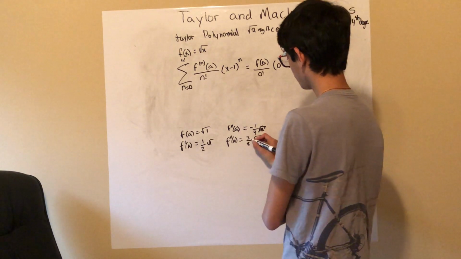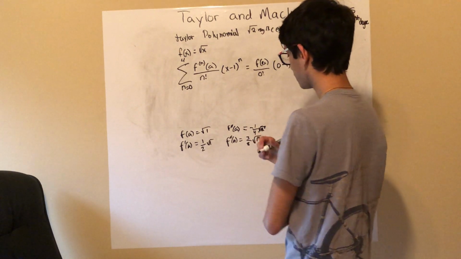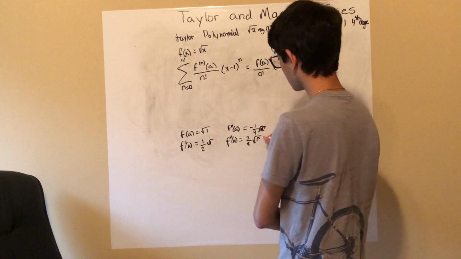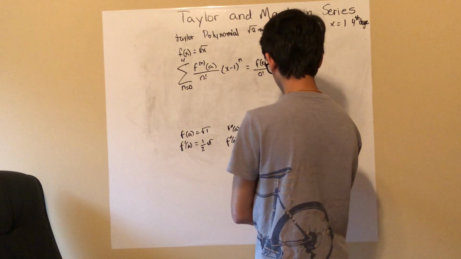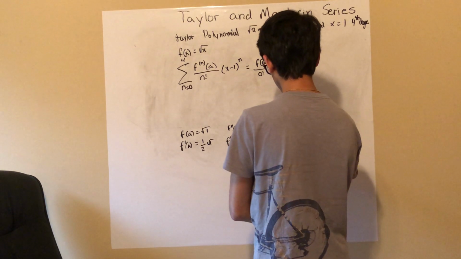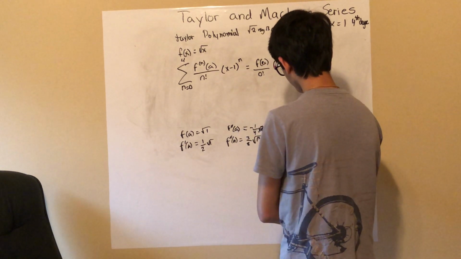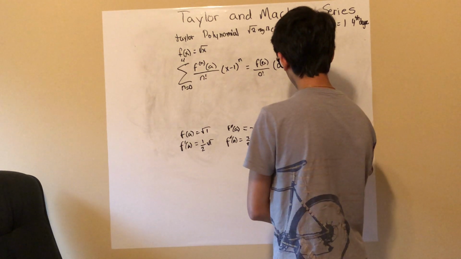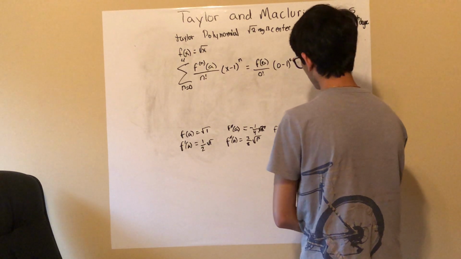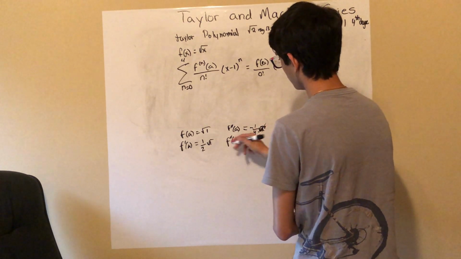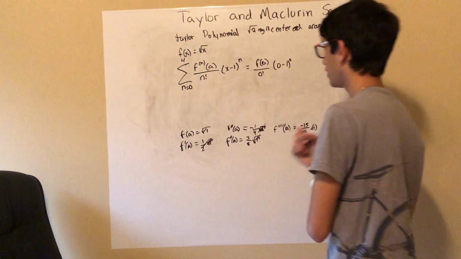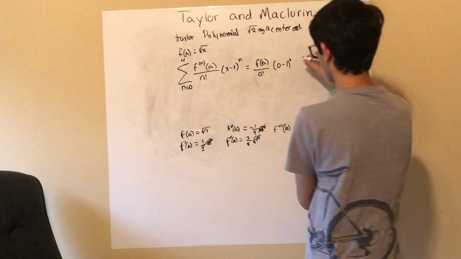And now, this is to the negative 5. And now the final one is, this is again to the negative. And then f to the 4th of a equals negative 15 over 16 times 1. Okay, so let's just get rid of all of these. So now we can clearly evaluate everything, right?